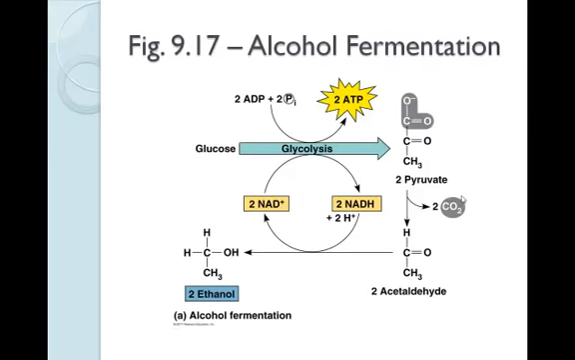A similar pathway occurs in yeast cells. When yeast are deprived of oxygen, they convert pyruvate to ethanol and carbon dioxide. This is the basis for beer, wine, and bread baking. Yeast convert sugars to ethanol in beer and wine production. In bread baking, the CO2 is a byproduct that causes bread to rise. So next time you take a bite of bread, you can think about the fermentation pathway that made your bread possible.